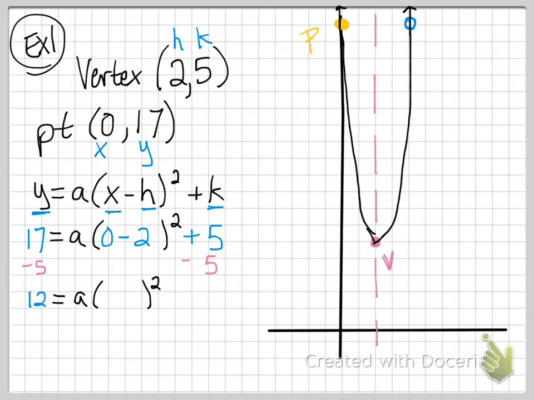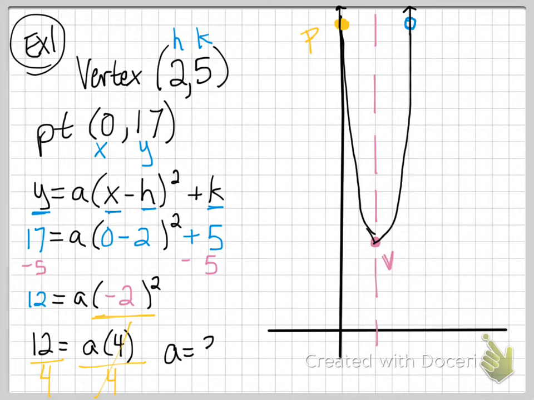Then I get this stuff in parentheses. Can I simplify that? Yeah, we can simplify that. 0 minus 2 is negative 2. Okay, so now let's square that negative 2. What is negative 2 squared? Alright, well, isn't it a positive 4? So I have a times 4. Well, if I'm multiplying by something, how do I move it to the other side to solve? Correct. We're going to divide by 4. Okay, so we've divided by 4. The 4's cancel. And now what is 12 divided by 4? 3. So I get a equals 3.